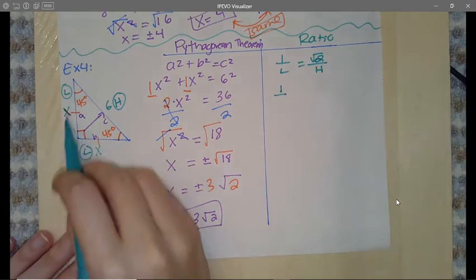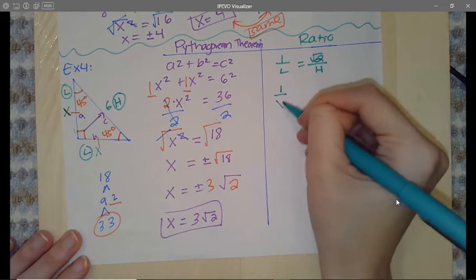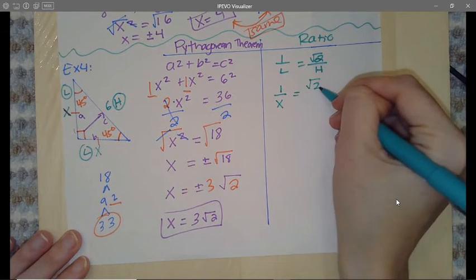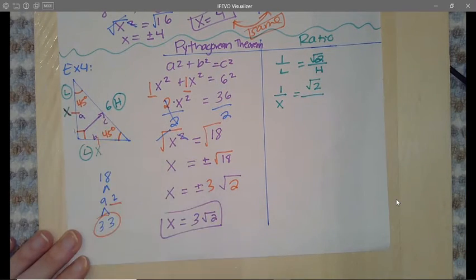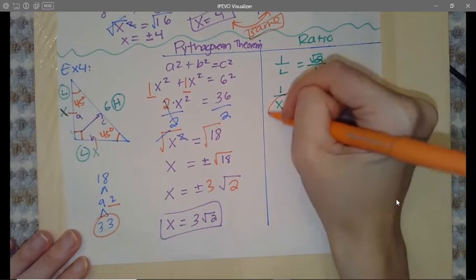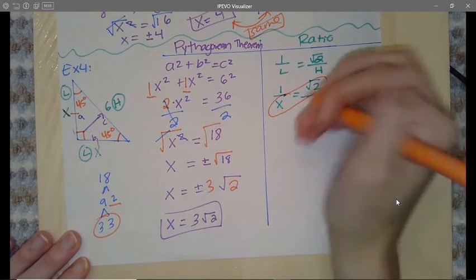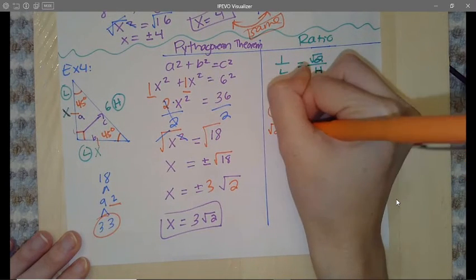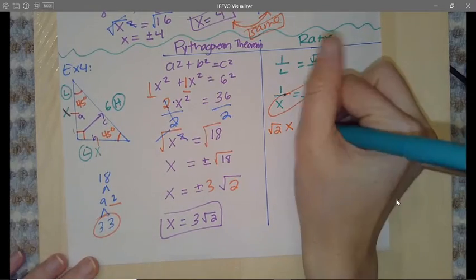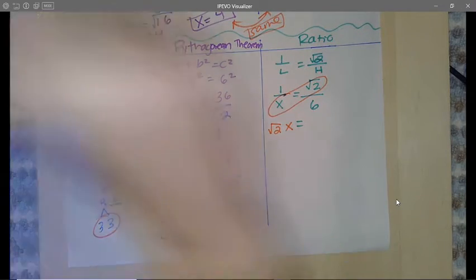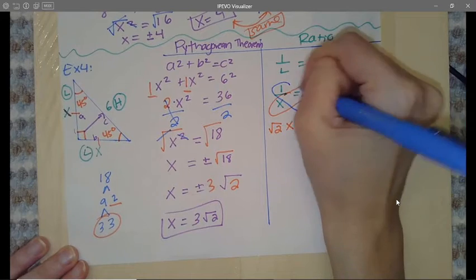So 1 over the leg, which the leg is x, will equal root 2 over the hypotenuse, which the hypotenuse is 6. And guess what, you guys? We now need to cross multiply. So x times root 2 is going to be root 2x. And that will equal 1 times 6, which is 6.